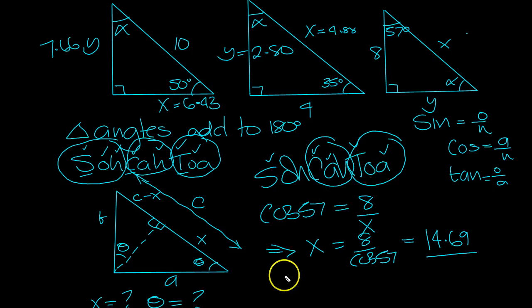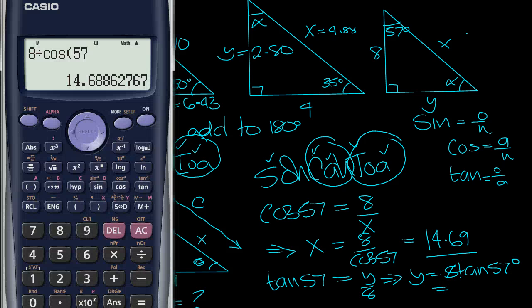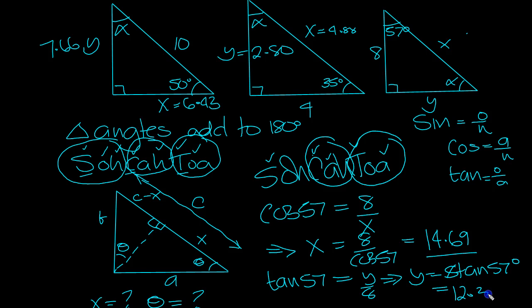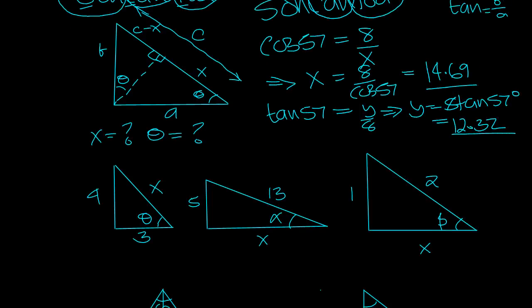There's that one. And the tan, as we said before, the tan of 57 then is equal to opposite y over adjacent, O over A. Y over 8. So y is equal to, move the 8 up, 8 tan 57 degrees. So 8 times tan 57. 12.32 units is the value of y, and x was 14.69 to 2dp.